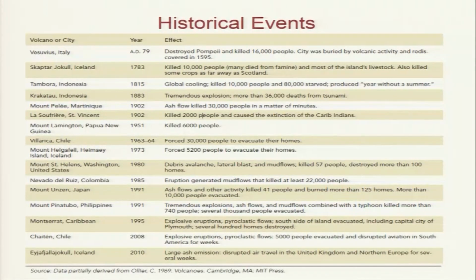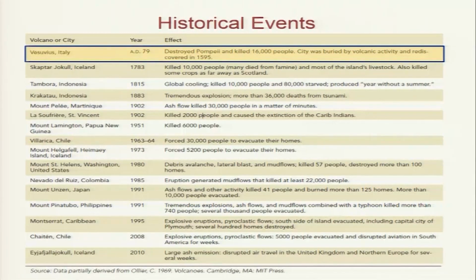So, as we were talking about volcanoes and related hazards, there are a few historical events which have been listed, and this data has been taken from the MIT Press, Cambridge, which talks about worldwide volcanic eruptions which were deadly or devastating. The table on the left hand side shows the volcanoes and the cities which they affected, the year in which they erupted, and the effect in brief.